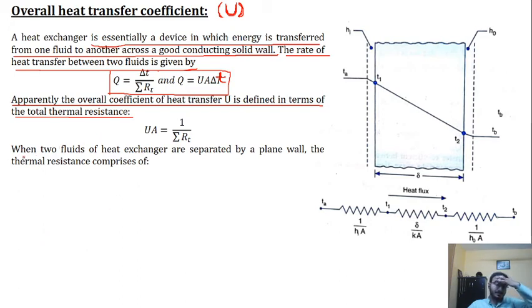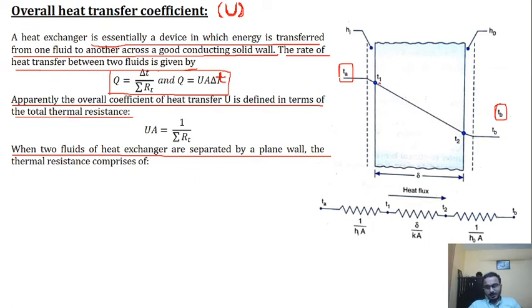So here, when the two fluids of the heat exchanger are separated by a plane wall, we have a plane wall of thickness delta, and the temperature of one fluid is TA, as can be seen here, and the temperature of the other fluid is TB. We have already seen this figure in our conduction chapter. There will be a thin film on this side which has a heat transfer coefficient HI, and also on the outer side we will have heat transfer coefficient HO, and there is a delta thickness of this wall.